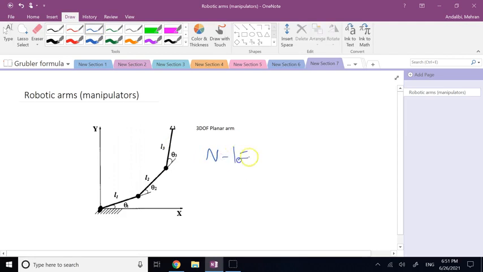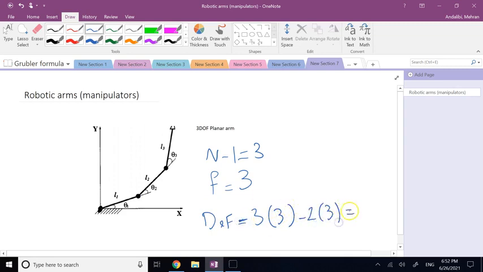So n minus 1 is 3. And then you have 3 pivots, 1, 2, and 3, and that's it. You have 3 lower pairs, no higher pair, nothing. So the total degree of freedom for this guy is going to be 3 times 3 minus 2 times 3. That is going to be 3. And of course it is 3 because you can independently actuate theta 1, theta 2, or theta 3, or all 3 of them at the same time.